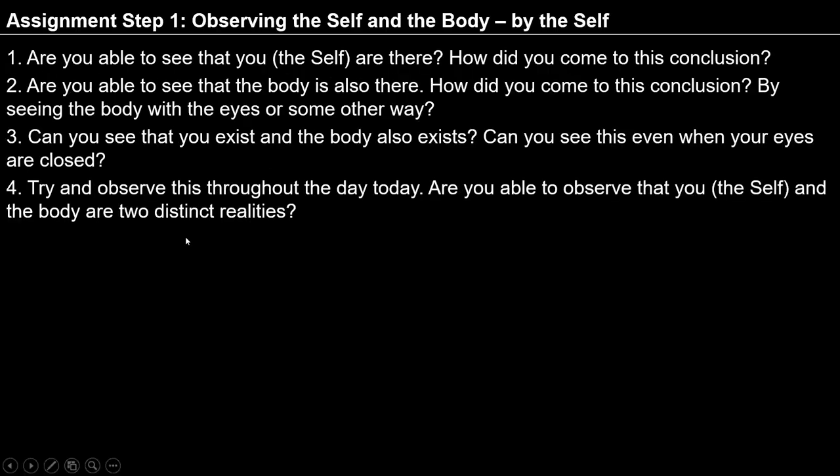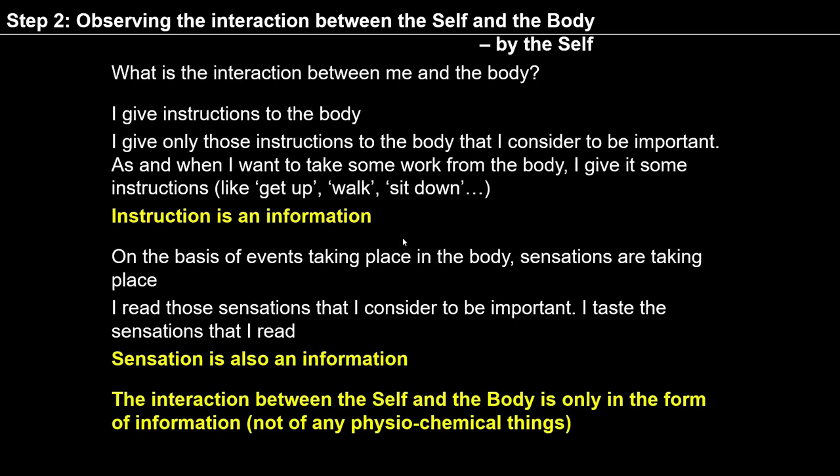Then in step 2, we are trying to observe the interaction which is taking place between the self and the body. In this exercise 2, we discussed and also observed that I give instruction to the body, then the body follows it. And I read sensations taking place in the body. This instruction and this sensation are in the form of information. So information is being exchanged between the self and the body with my decision. If I decide to give instruction to the body, I instruct the body.